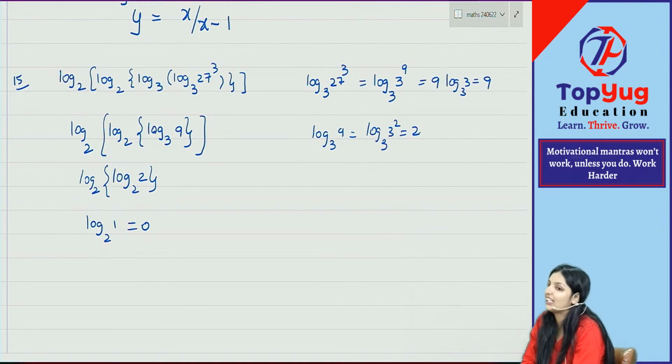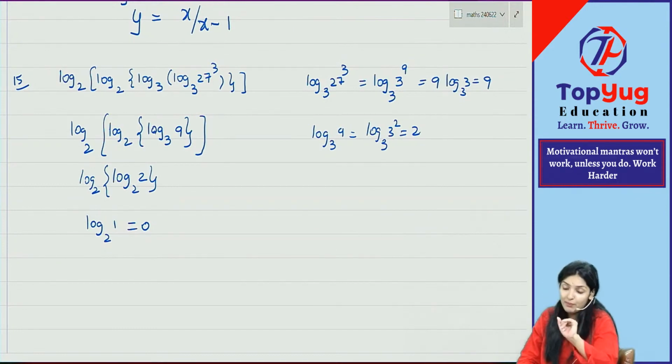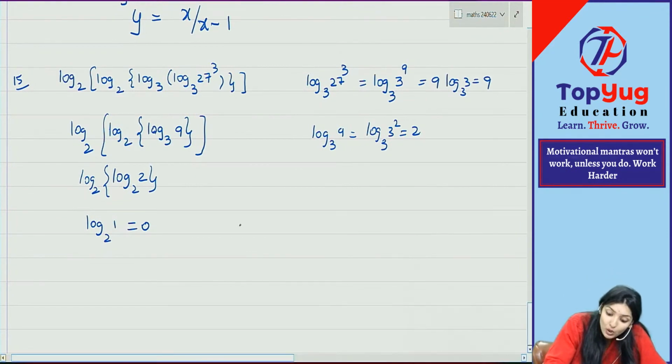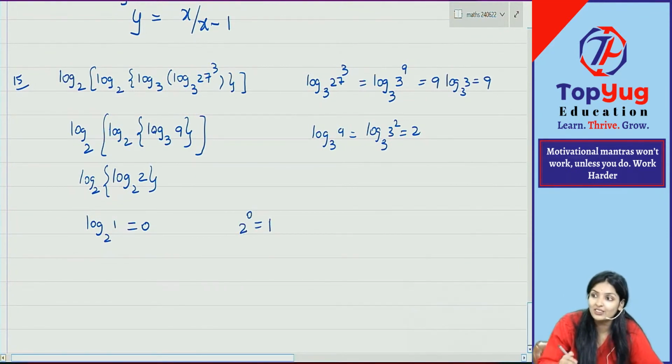Never ignore the base. Now tell me, log 1 to the base 2 is 0, which means 2 to the power 0 is 1. Understood? So the base has nothing to do with it, basically.